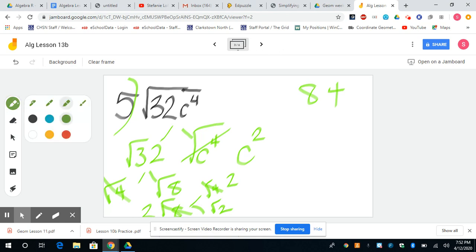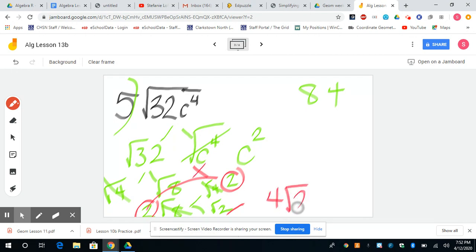So if you did it this way, you now have a 2 and a 2 on the outside, just dangling out there, and you have a radical 2. So what you have to do with these two numbers is multiply them together. So then you have 4 radical 2. You have 4 on the outside. Radical 2 is still under the radical because we can't simplify it. And you still have your c squared, and that goes in front because it's already simplified. So your final answer is 4c squared radical 2.